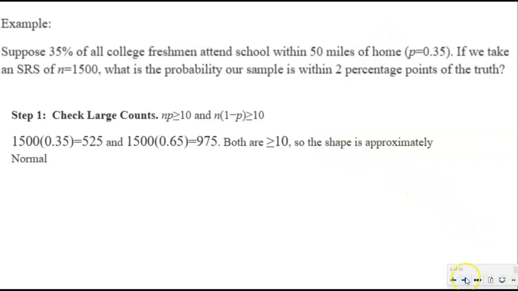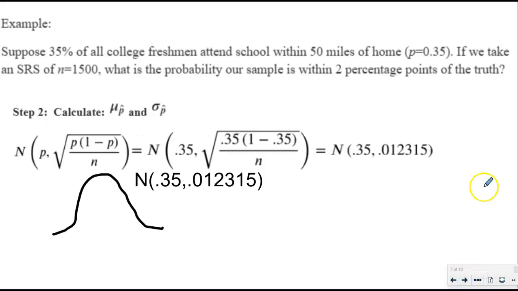Once we do that, the next thing is to calculate the mean of all of p hat. Remember, that is the same thing as p, and then we want to find the standard deviation, which is the square root of p times 1 minus p over n. So in this case, I have a normal distribution in which the mean is 0.35 and the standard deviation is approximately 0.012315.